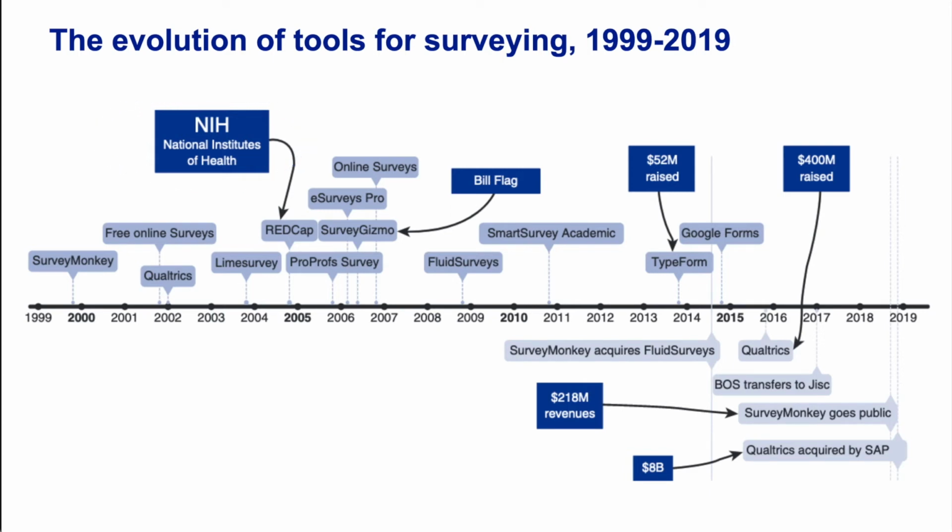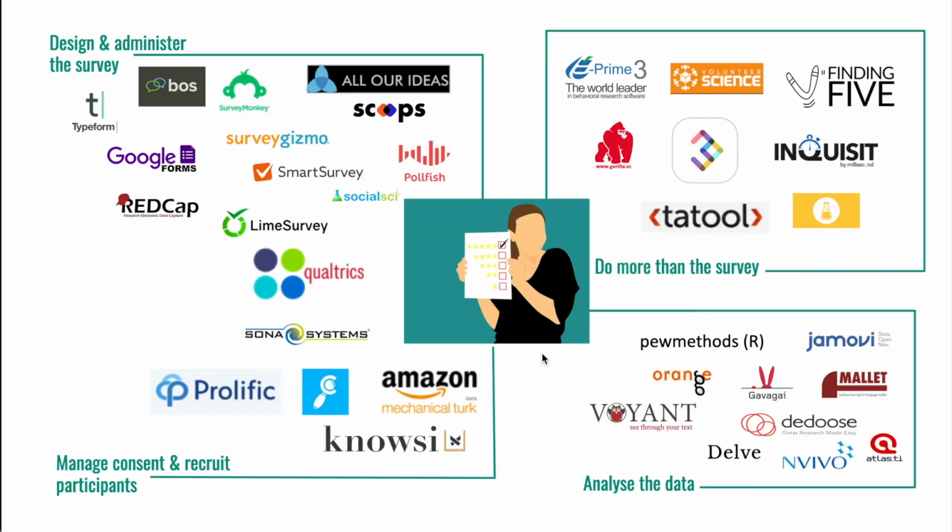But the second driver is private sector. Loads of companies are running surveys with their employees or their consumers to improve their products. And so there's been a lot of money invested in improving the survey and the tools and interoperating them with loads of different things. So what exactly has been happening, or what are the features that have been developed?